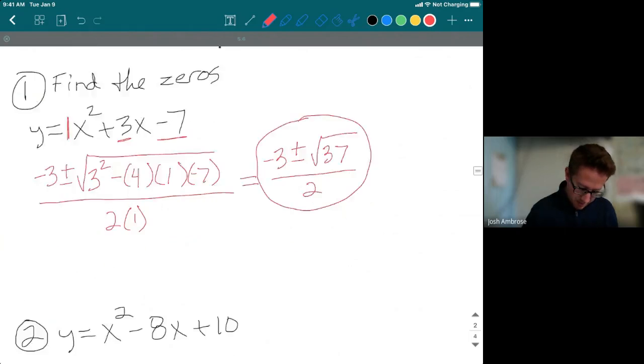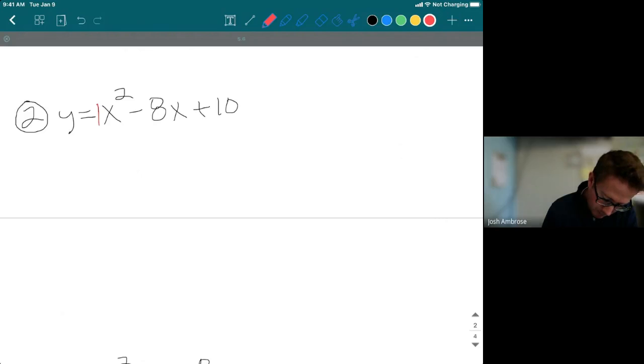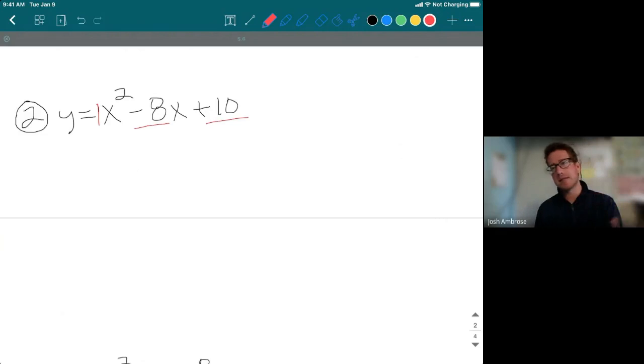Okay, all right, let's take a look at number 2. Again, we have an A value of 1. Our B value is -8. Our C value is 10. So let's set the whole equation up.